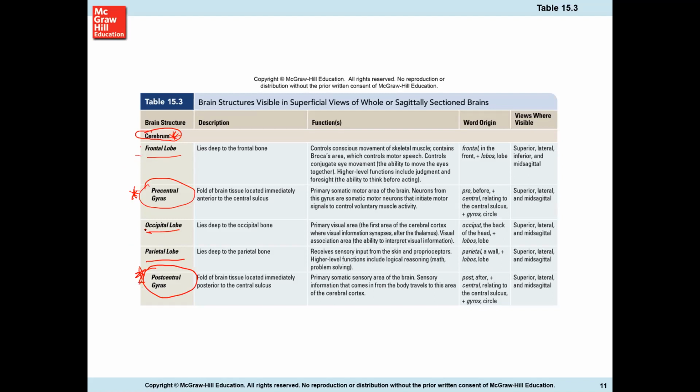But notice that they follow along with the bones, right? Occipital lobe is in the back where the occipital bone is, and the parietal lobe matches the parietal bone. So the parietal bone, occipital bone, and the frontal bone protect each one of these lobes. Don't forget there's two sides, there's two hemispheres. So there's a right and left frontal lobe, a left and right occipital lobe, and left and right parietal.